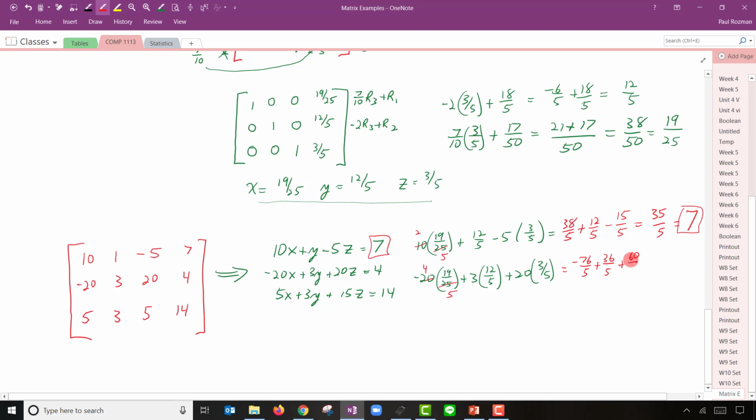60 over 5. Oh boy, that would have been bad. So negative 16 plus 36 is 20 over 5, which is 4, and it matches. So we're 2 for 2. Just to be 100% sure, we'll do the last one too, I guess.